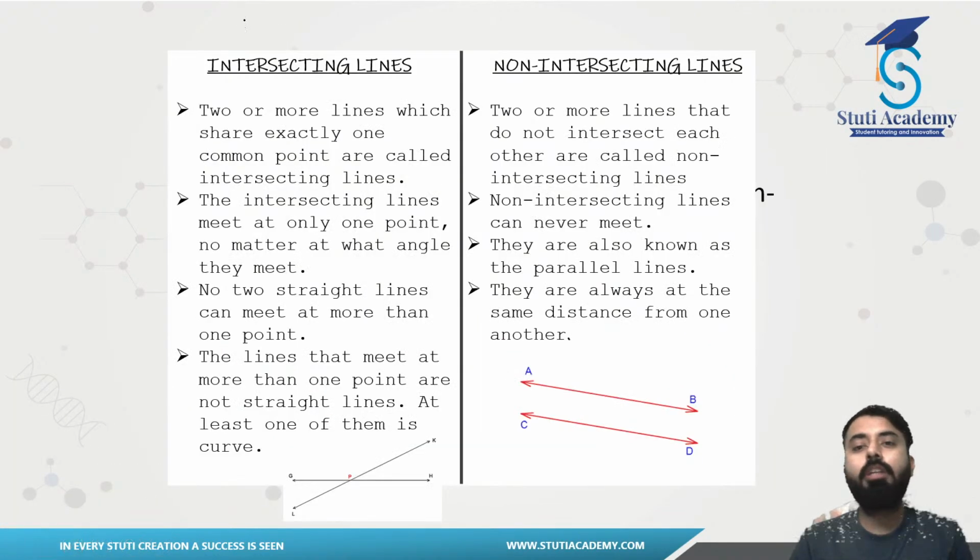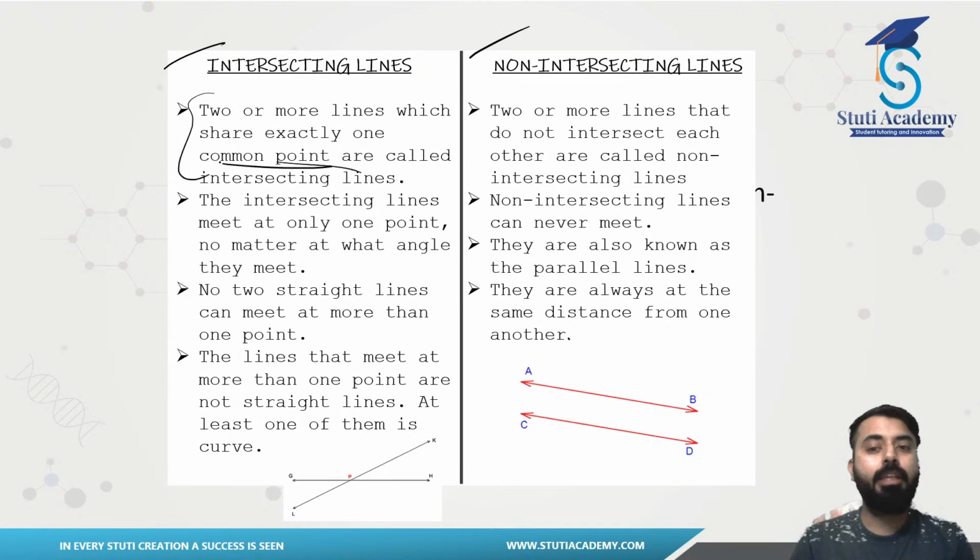Now let's move forward and see the basic difference between intersecting and non-intersecting lines. Two or more lines having one common point will be intersecting lines, right? If there are distinct points, that will be a transversal. Now here I want to tell you something.